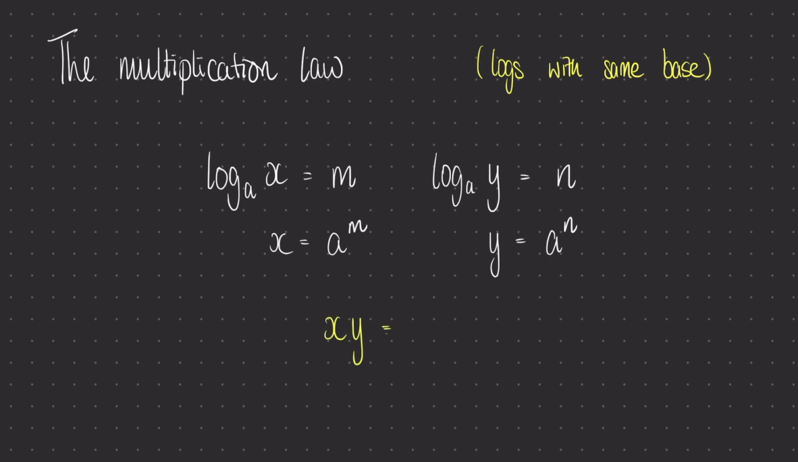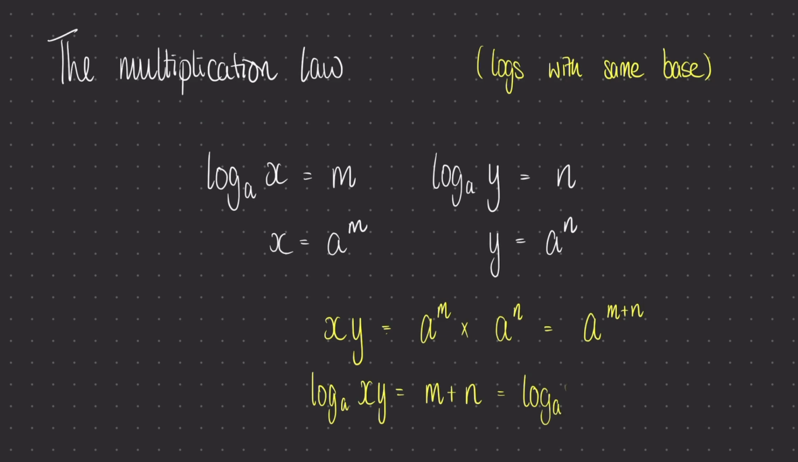Let's take x and multiply it with y. The corresponding expression written using a, m, and n would be a to the power of m times a to the power of n, and we know that we can rewrite this using our laws of indices. So that would be a to the power of m plus n. Taking this expression, we can then take the log of base a on both sides. Remembering that m and n are our original logarithm expressions, we can finally write this as log to the base a of x plus log to the base a of y.